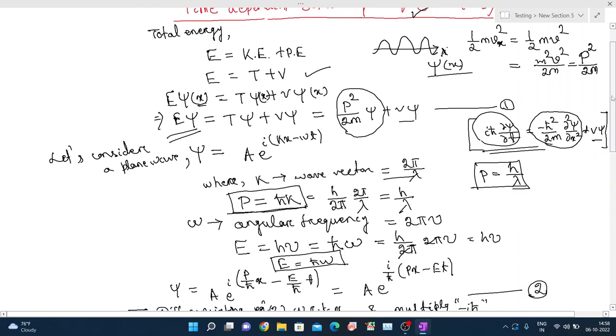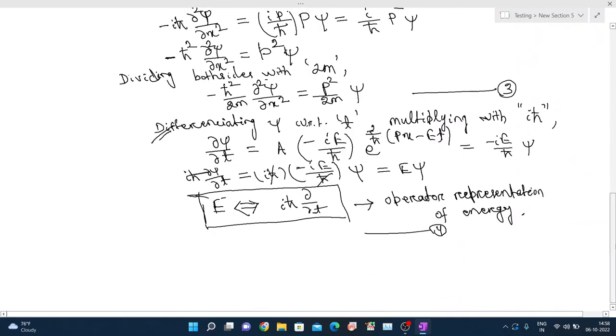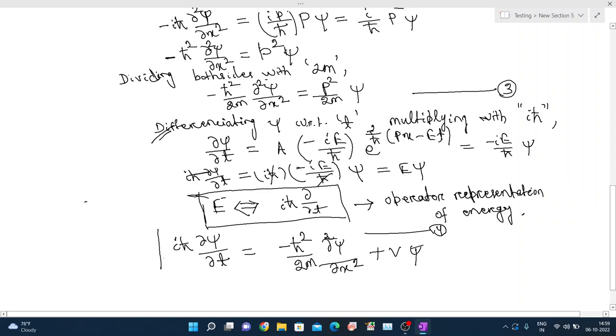Our first equation was equation number 1, where we put the value of E psi, which we have derived, and then the value of p square by 2m psi, which we also derived. So now put these two equations in equation number 1. So this will be i h cross del psi over del t, which is E psi, equals p square by 2m psi, that is minus h cross square by 2m del square psi by del x square, plus V into psi.